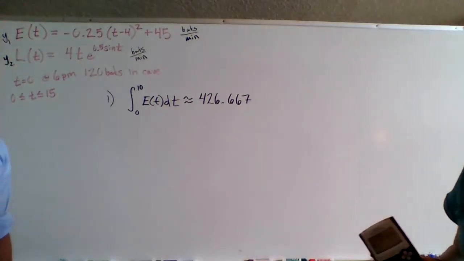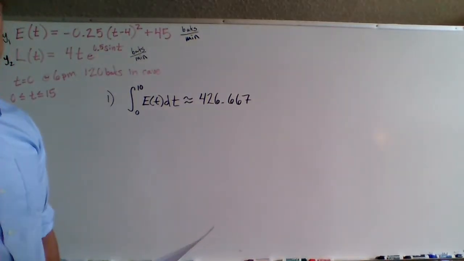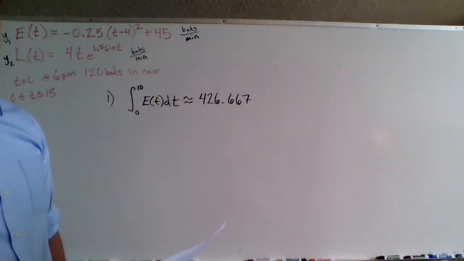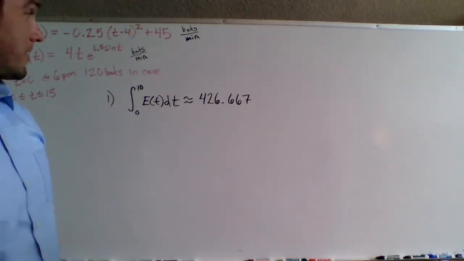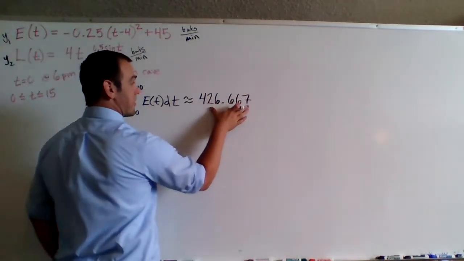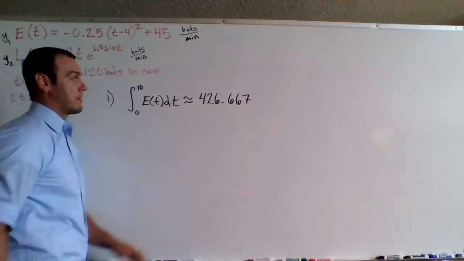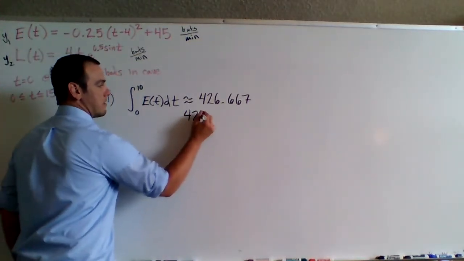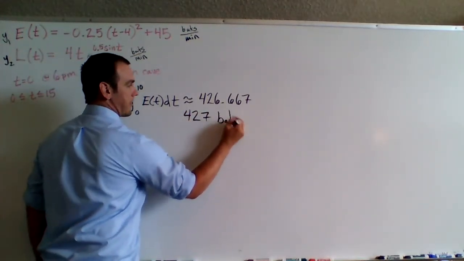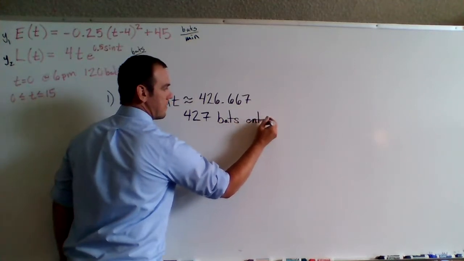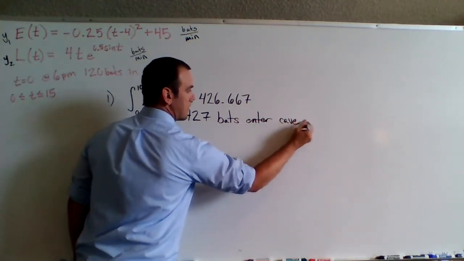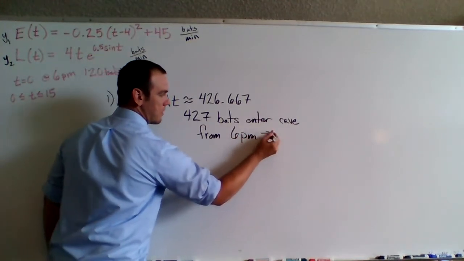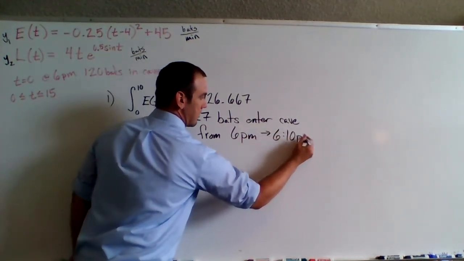However, it did say in the problem, in parentheses, calculator active problem, round to the nearest whole number if talking about the number of bats. Oh, I missed that part. Okay, so if we need to round to the nearest whole bat, this is going to be 427. So 427 bats enter the cave from 6 p.m. to 6:10 p.m.